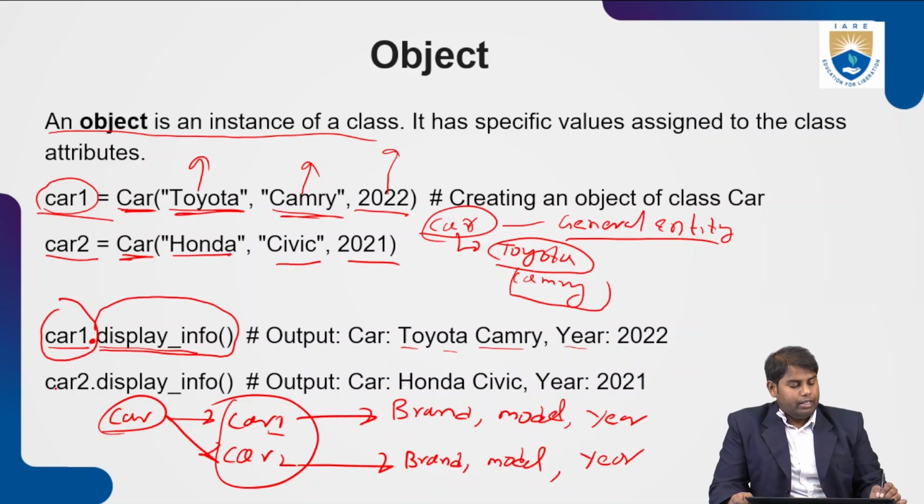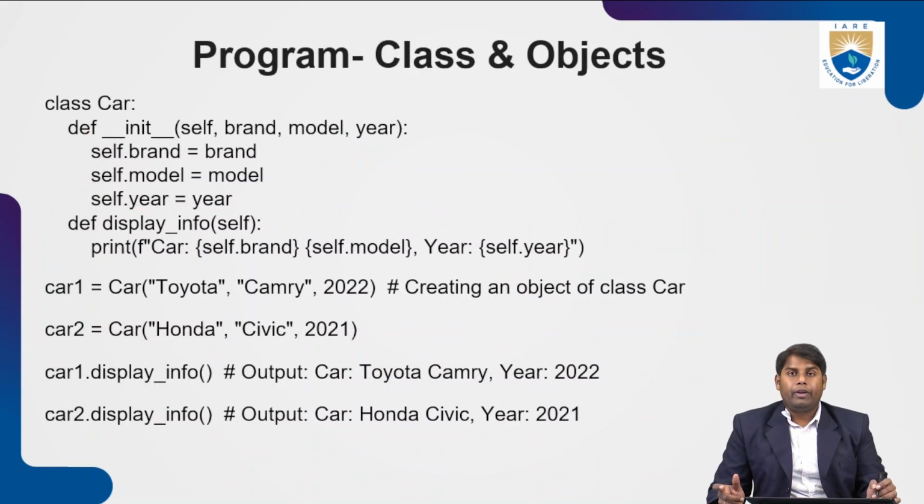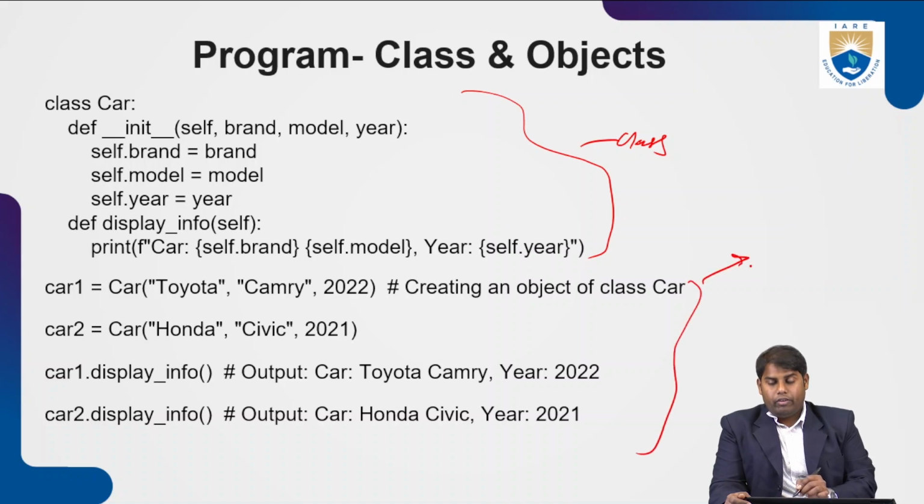Okay. Similarly, car2.display_info. You have, let's say, the car which is Honda. Next you have the model Civic and you have the year 2021. Okay, so if we see the combination of class, here we have defined the class, and here we have defined the object creation.